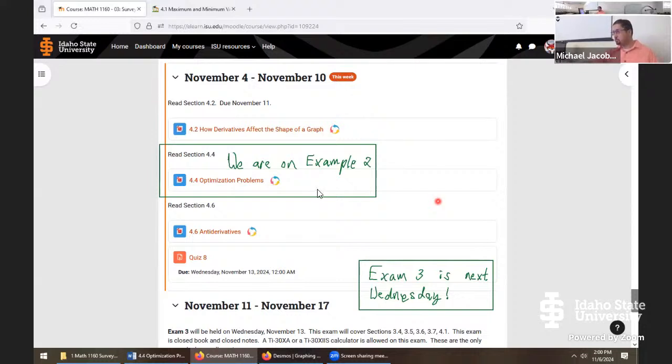For the announcements today, we're going to be working through these notes here, section 4.4, and we may get into section 4.6. Also, the bigger announcement is that our third exam is going to be next Wednesday. Any questions at the moment, folks?